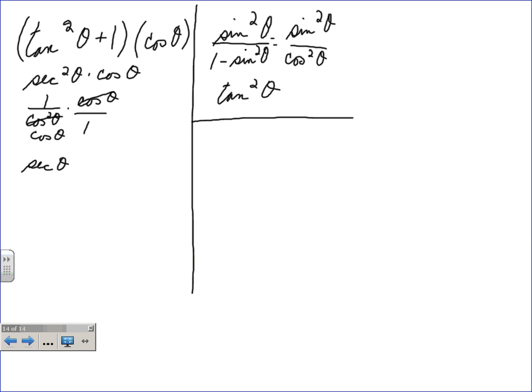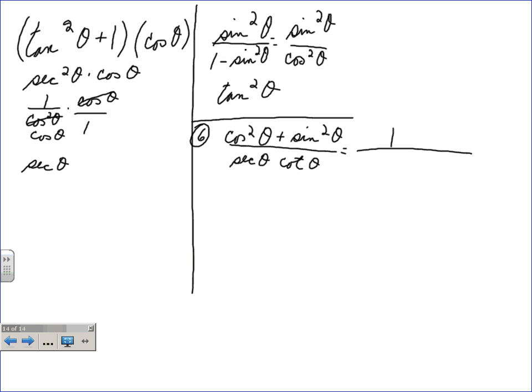Number 6. Cosine squared plus sine squared over, we know that's 1, over secant times cotangent. Sine squared plus cosine squared is 1. Over secant is 1 over cosine times cosine over sine, because that's what cotangent is.